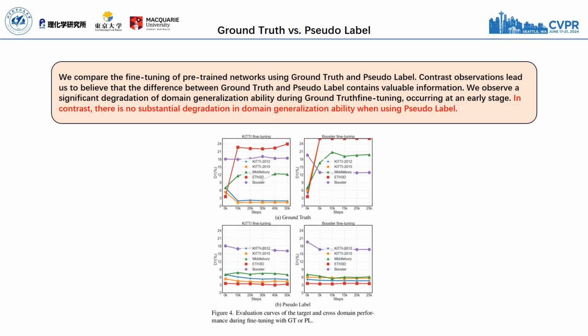We compare the fine-tuning of pre-trained networks using ground truth and pseudo-label. Contrasting observations lead us to believe that the difference between ground truth and pseudo-label contains valuable information. We observe a significant degradation of domain generalization ability during ground truth fine-tuning, occurring at an early stage. In contrast, there is no substantial degradation in domain generalization ability when using pseudo-label.